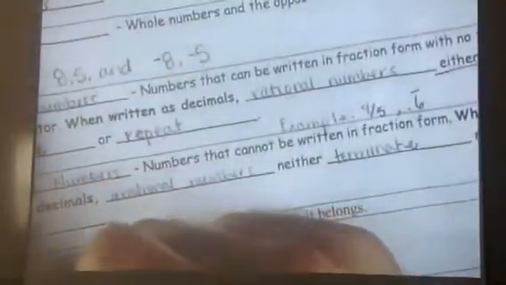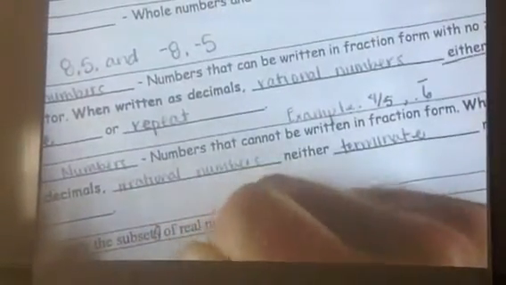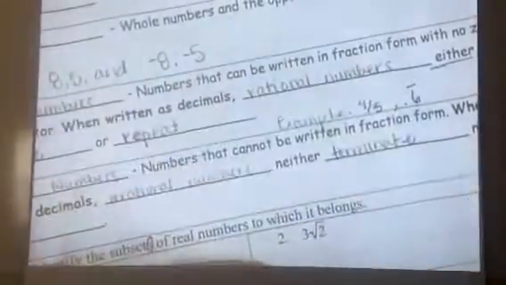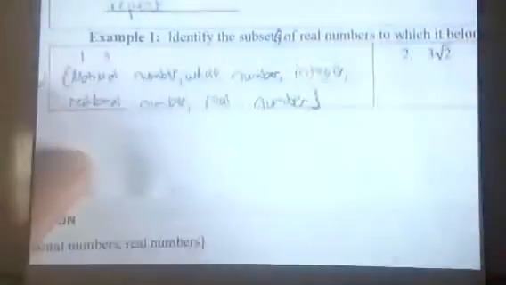Okay? So, for example, 5. Identify the subsets to which it belongs. Well, is it a natural number? Yes. So if it's natural, you know that it's a natural number, and then again, follow this chart up. It is a whole number, it is an integer, it is a rational number, and it is a real number. And then I close my bracket.